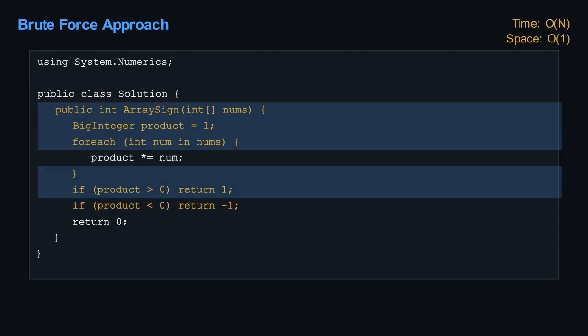Its time complexity is roughly O(n) with big integer overhead, and space complexity is O(1), constant space for the single big integer variable, though its internal representation can grow.